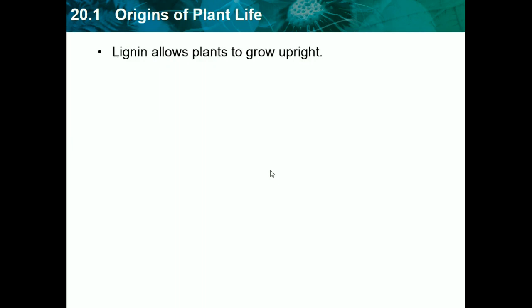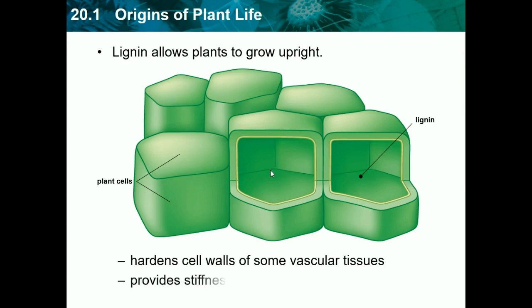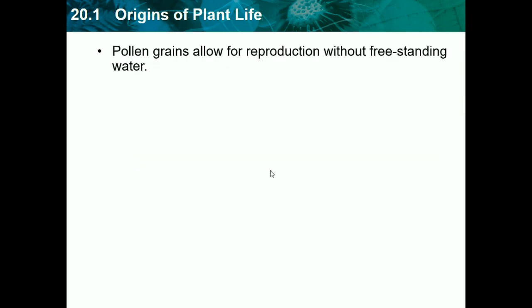Lignin allows plants to grow upright. This seems specific, but it's actually something we need to know. It's basically something in plant cells that gives them a rigid structure, a hardened cell wall of some vascular tissue. So lignin hardens the cell wall so plants can grow upright and don't just sag down and hit the floor. It provides stiffness to stems.